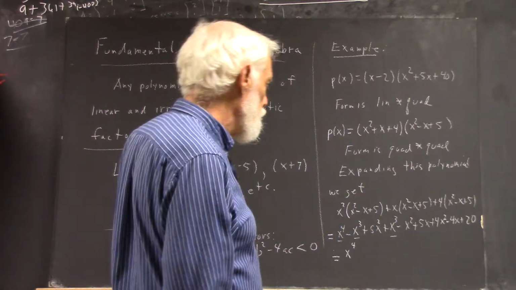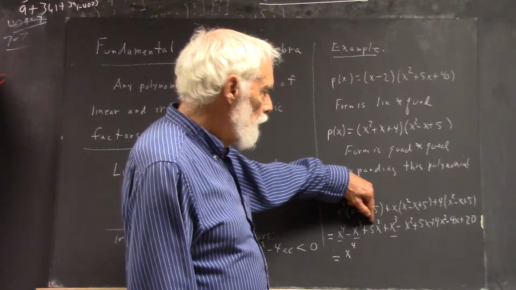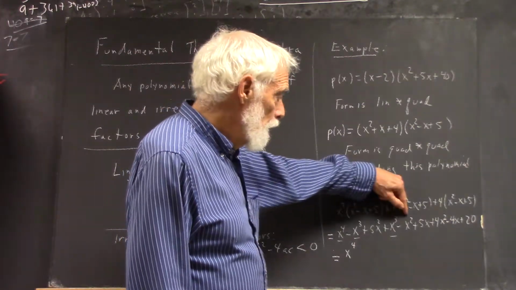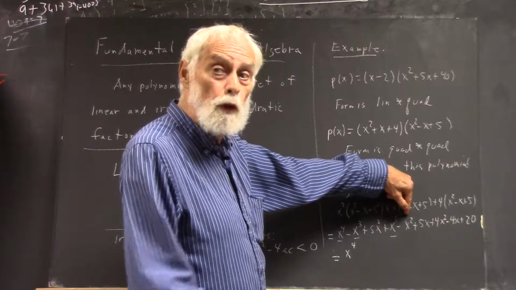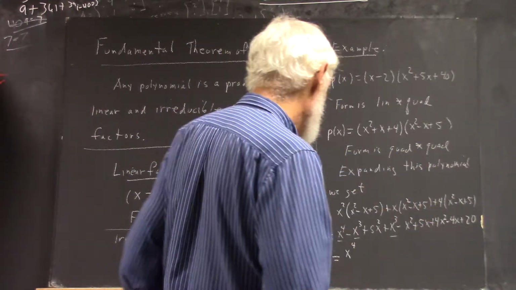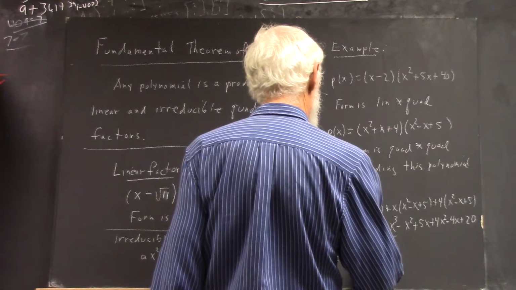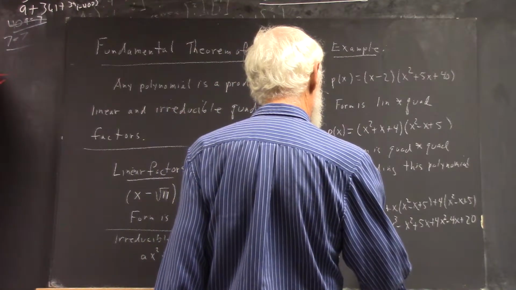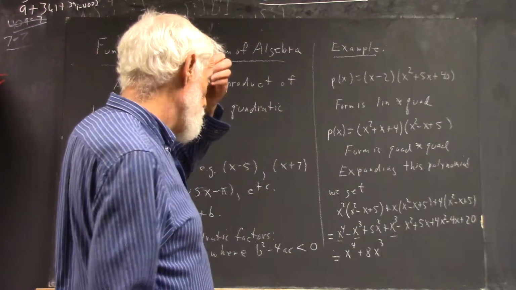X squareds, we're going to have about 3 of them, I think. You have 5 of them here, you have minus 1 of them here, so you got 4 of them. And you have 4 of them, so it gives you 8. So you got 8 x squared. Okay?